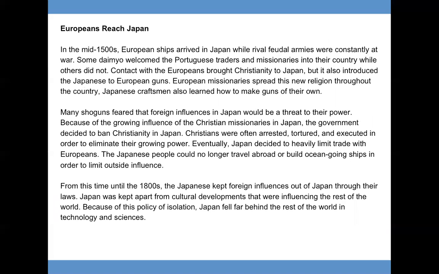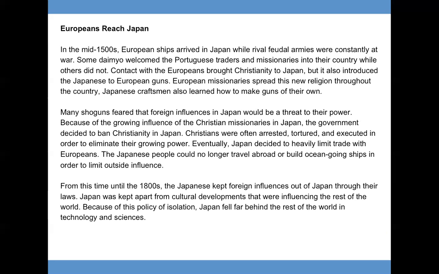Europeans reached Japan. In the mid-1500s, European ships arrived in Japan while rival feudal armies were constantly at war. Some daimyo welcomed the Portuguese traders and missionaries into their country, while others did not. Contact with the Europeans brought Christianity to Japan, but it also introduced the Japanese to European guns. European missionaries spread their new religion throughout the country. Japanese craftsmen also learned how to make guns of their own.